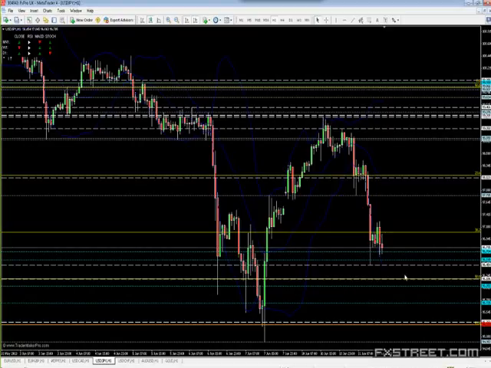So where will it want to hit? Well, it's going to want to hit 96.186. That's a 50% retracement. 80% of the time, an overextended move or strong directional move will hit 50%.